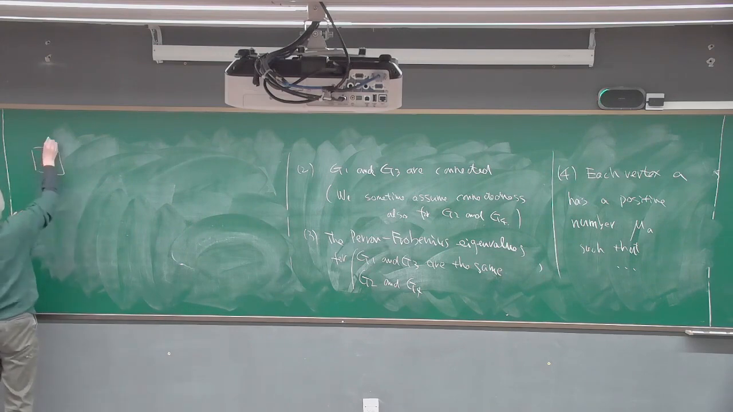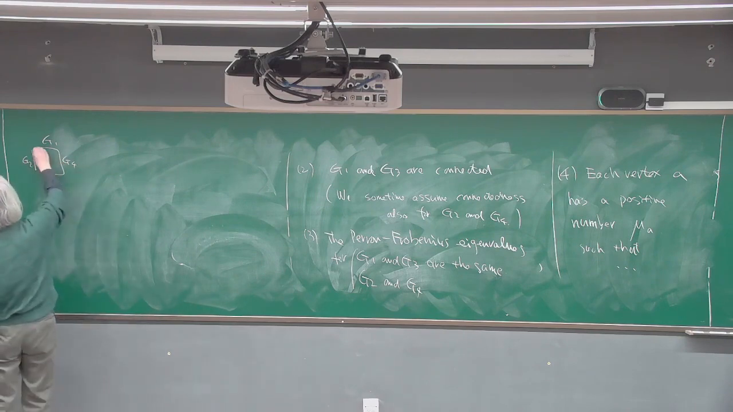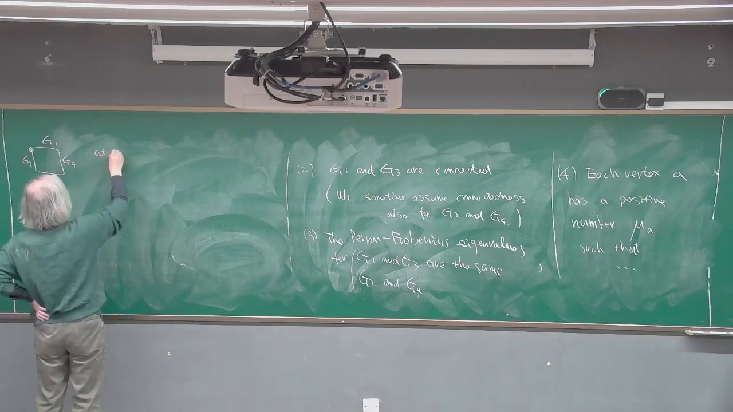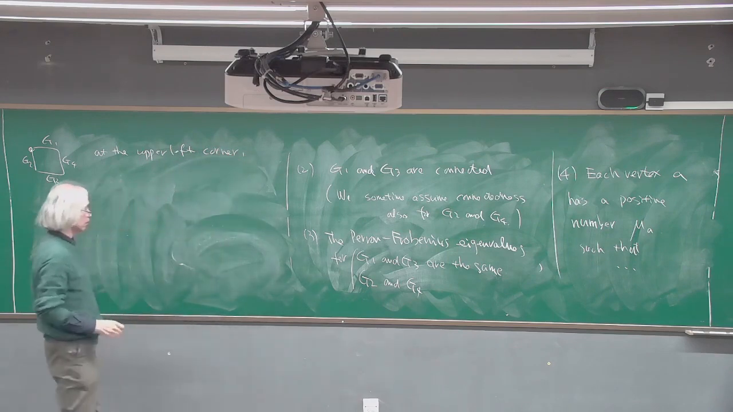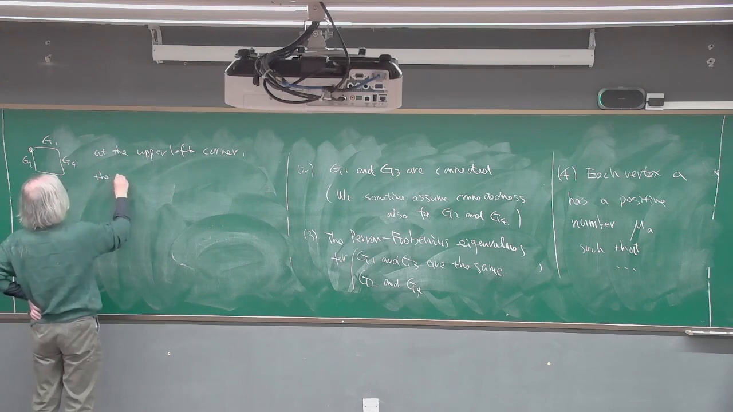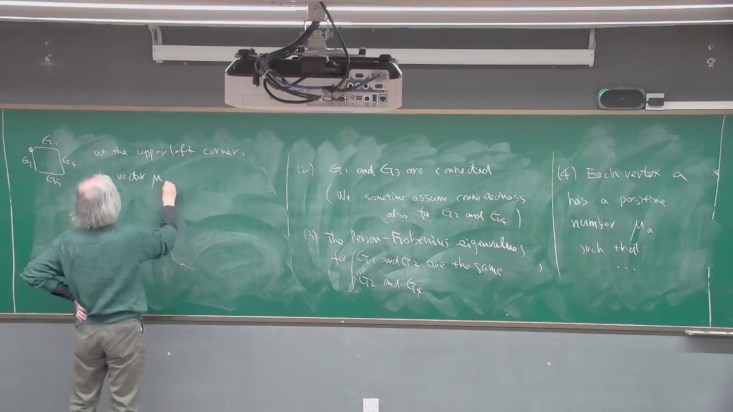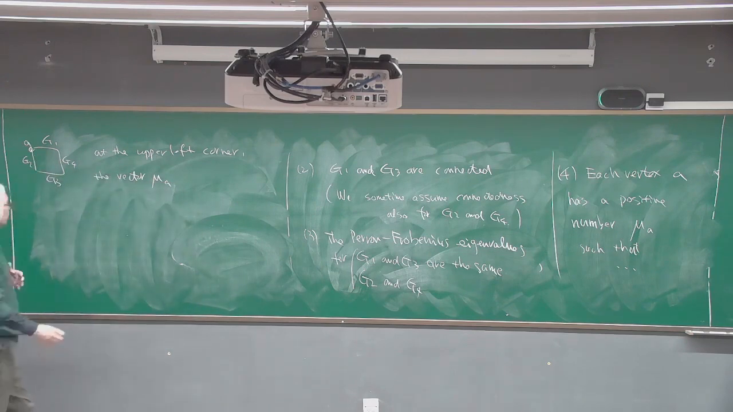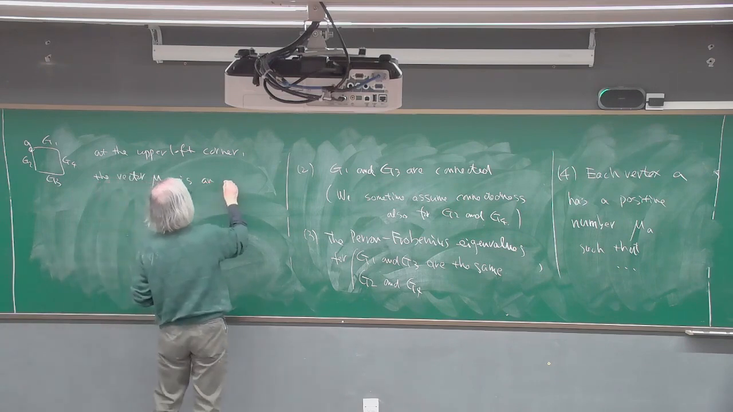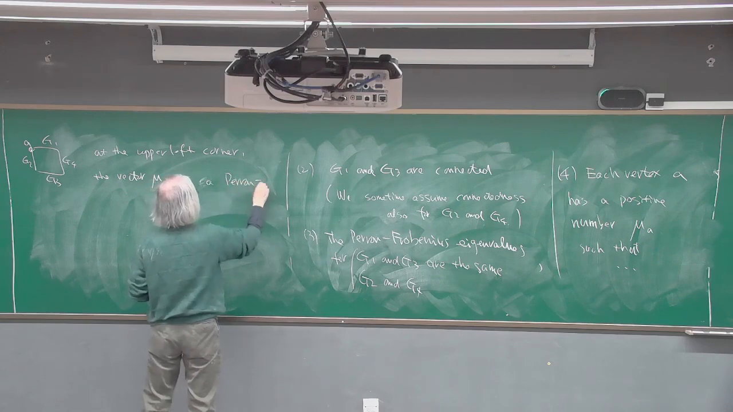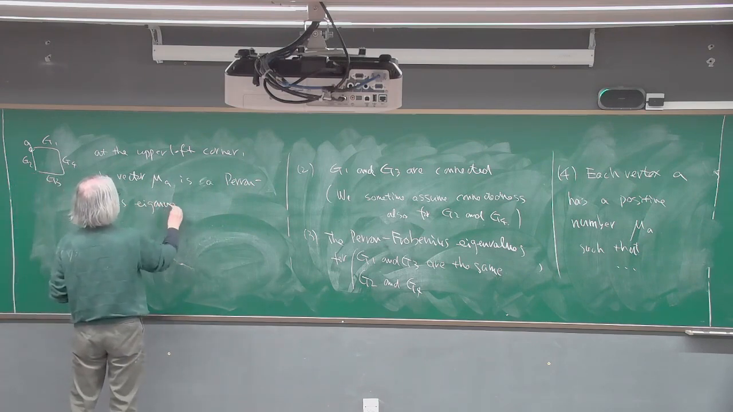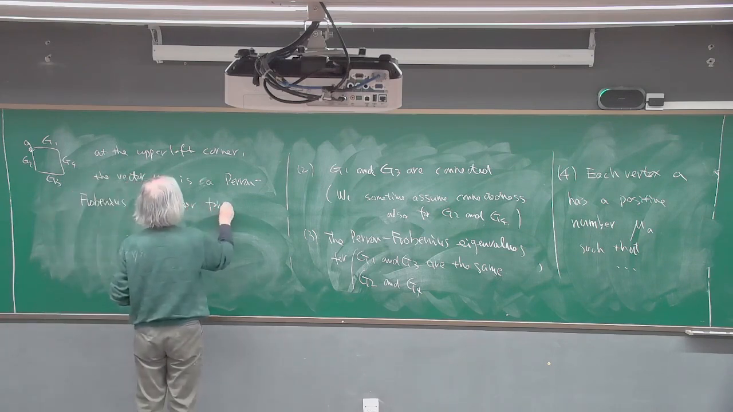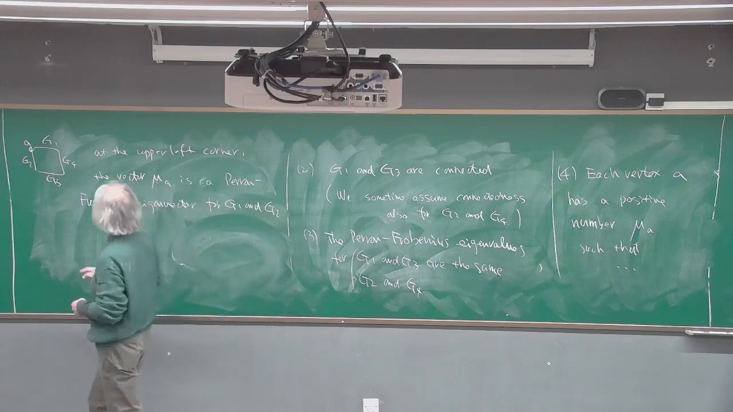So the situation is like this: G1, G2. Then here at the upper left corner, this vector mu given by mu A is an eigen... Frobenius eigenvector for G1, G2. And similar for the other three points.